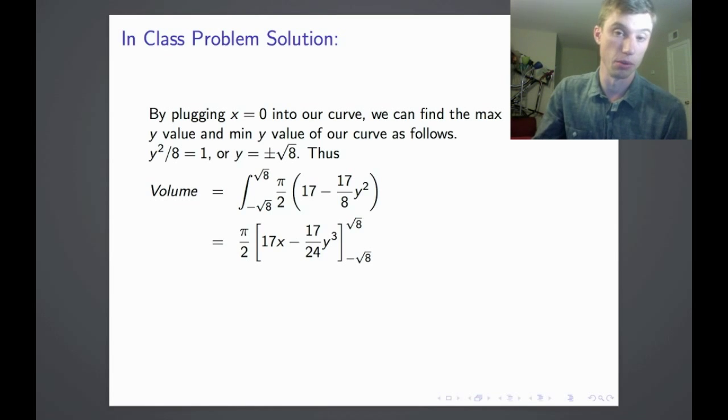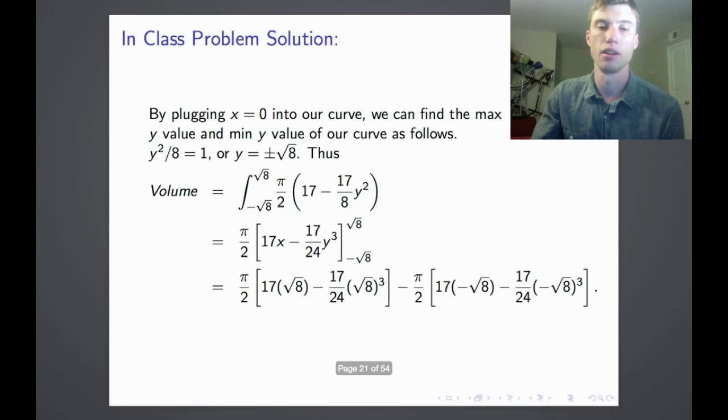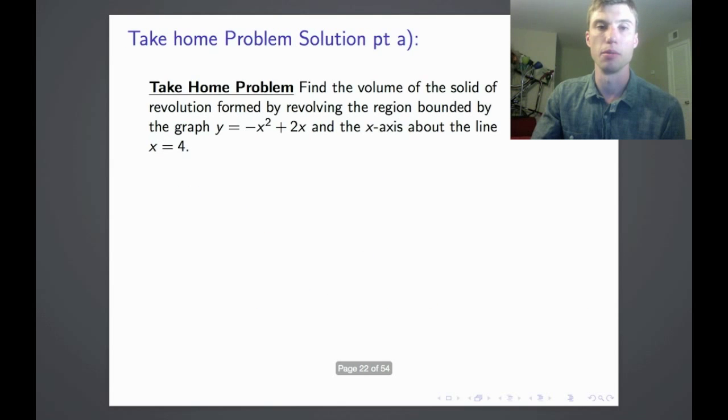Note there's a small notational error here. Please don't forget your dy when you write this down. After taking an antiderivative, we get that the volume is pi over 2 times 17y minus 17 over 24 y cubed, evaluated from negative square root of 8 to the square root of 8, which is this lovely expression right here. And we'll leave this in its unsimplified form. Alright, that wraps up the in-class problem.